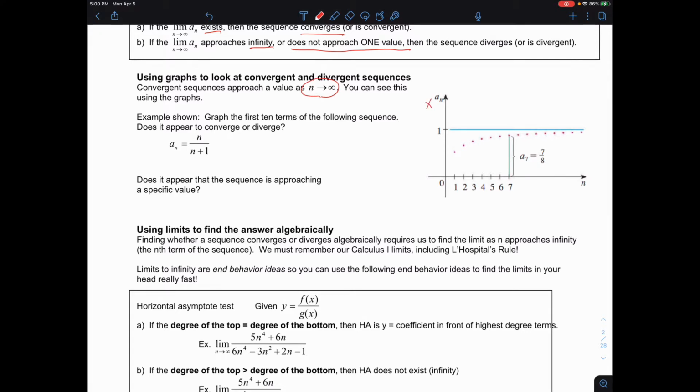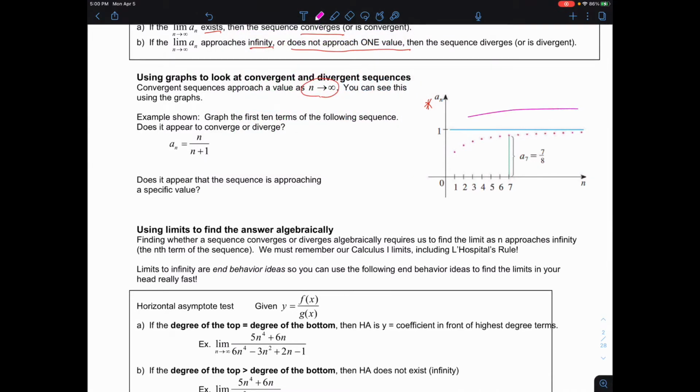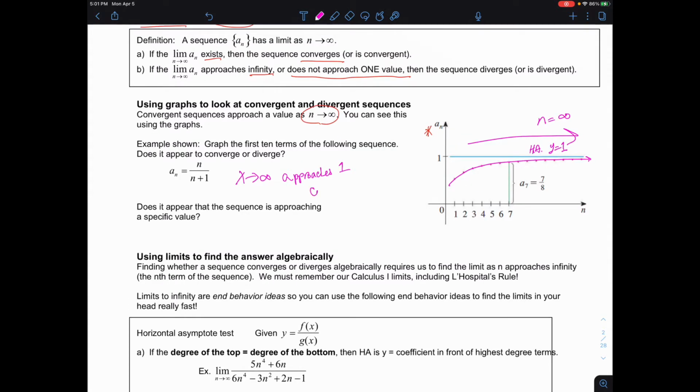So looking at this graph over on the right side, if I'm looking at this graph as n is going to infinity, what's happening to my value of my graph? It seems that it has a horizontal asymptote at y equals 1. So we would say that this graph, as x goes to infinity, approaches 1 or converges to 1.